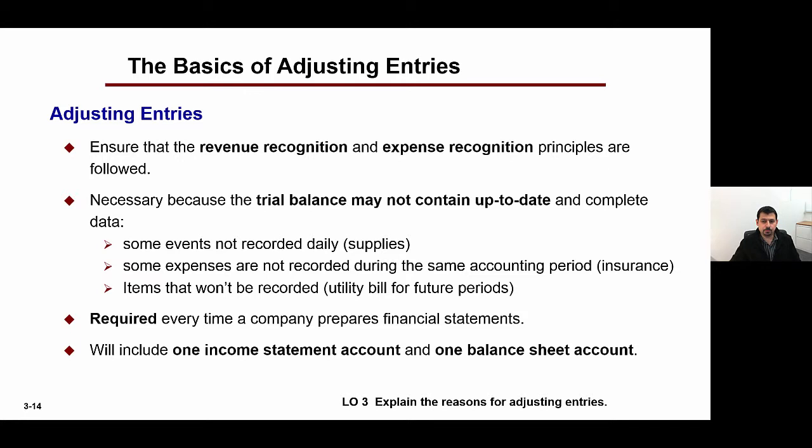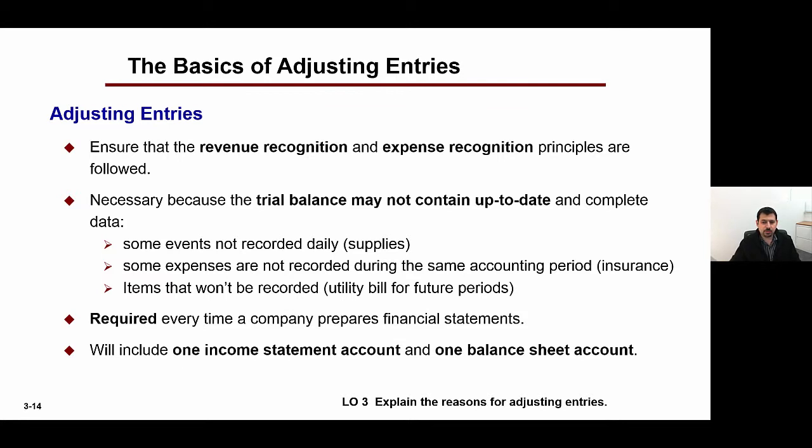So under the accrual basis accounting, we need to record revenues and recognize expenses in the periods where they are earned and incurred respectively. And in order to make sure that the revenues and the expenses are recognized in the period where the event has occurred, sometimes we need to make some adjusting entries.